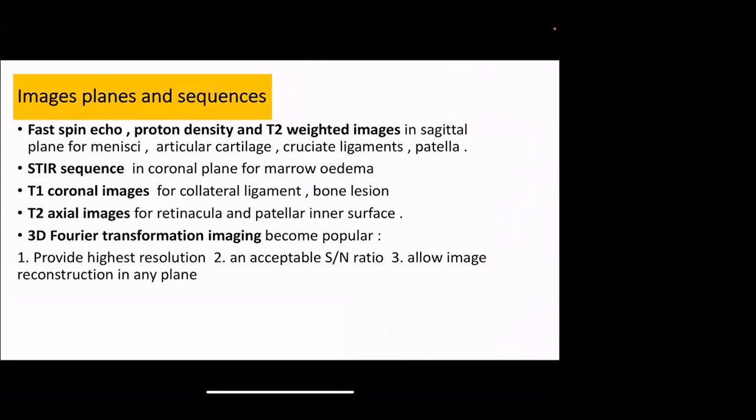Image planes and sequences. Fat spin echo, proton density, and T2 weighted images in sagittal planes for menisci, articular cartilage, cruciate ligaments, patella. STIR sequence in coronal plane for marrow edema, T1 coronal image for collateral ligaments, bone lesions, T2 axial image for retinacular and patellar inner surface. 3D Fourier transformation imaging became popular as it provides high resolution and an acceptable signal to noise ratio, allowing image reconstruction in any plane.